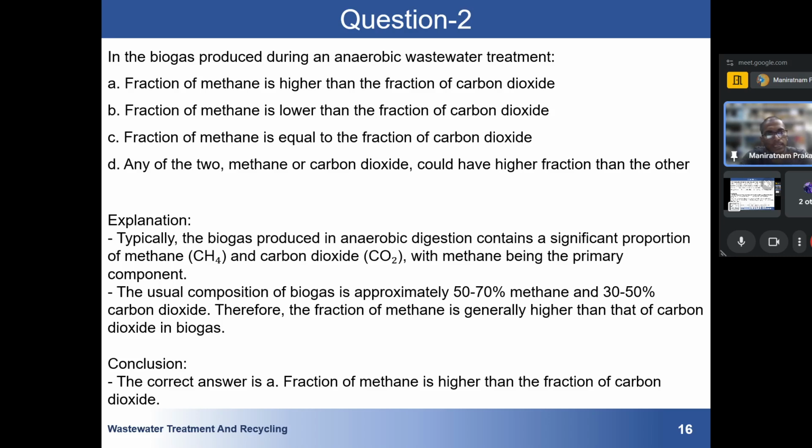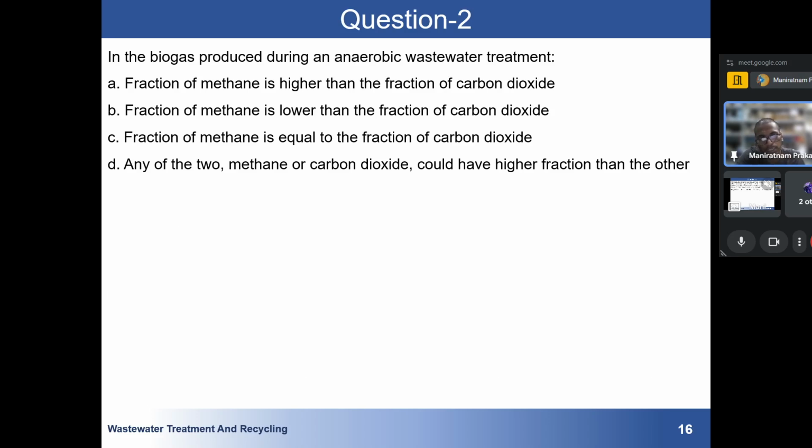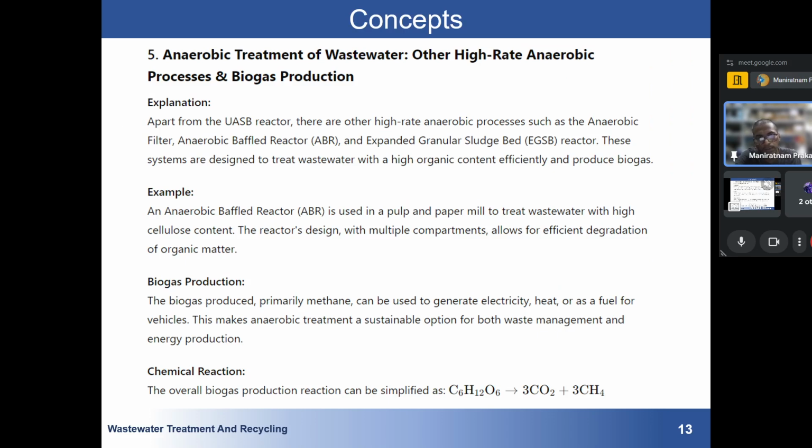For your own curiosity, you can do a calculation of how much methane is being produced. Take an example of sucrose as your organic matter, and then write each and every step. If you write a direct conversion to methane and CO2, you will come to know that an equal amount of methane and an equal amount of CO2 is getting produced, but this is not the case.